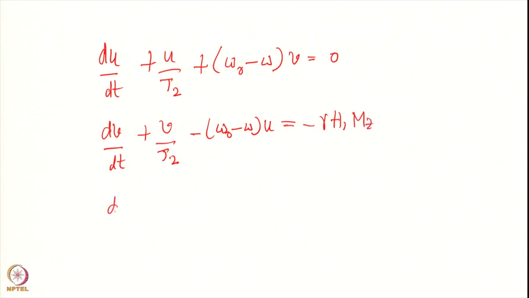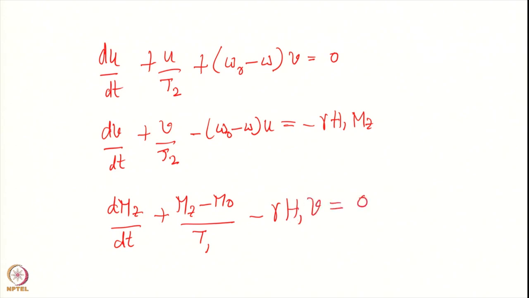And for the Mz, this does not change because it is along the Z axis, it is a constant term. This does not depend upon the rotating frame. dMz/dt plus (Mz minus M naught) divided by T1. Now it is dependent on T1. Notice here, plus gamma H1 V is equal to 0. So these are the three equations, the Bloch equations in the rotating frame.